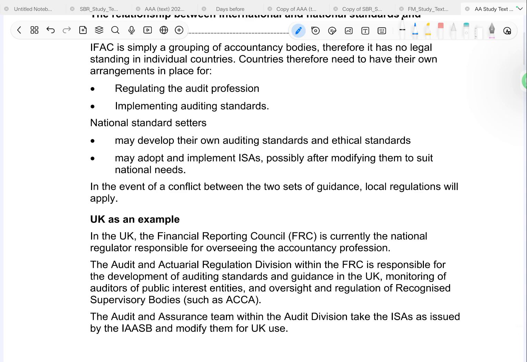Now, here's an important rule for the exam. If there's ever a conflict between international standards and local regulation, then the local regulation will always win.